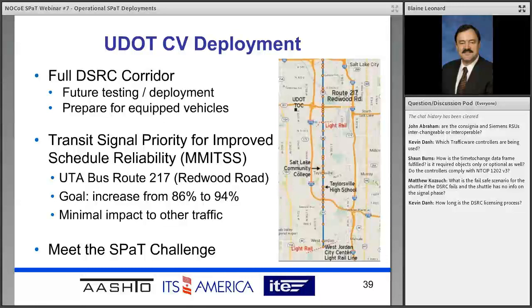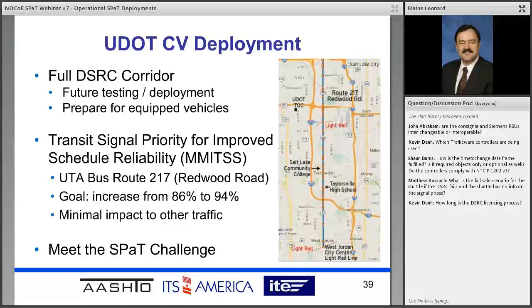We started deployment here about 4 years ago, and our intent was to build a corridor with DSRC on it that we could use for deployment and testing and get ourselves prepared for equipped vehicles which are coming at us in the next few years. But we also, as we planned for the deployment, wanted at the end of the day to say we've got an application that could potentially give us some benefit.